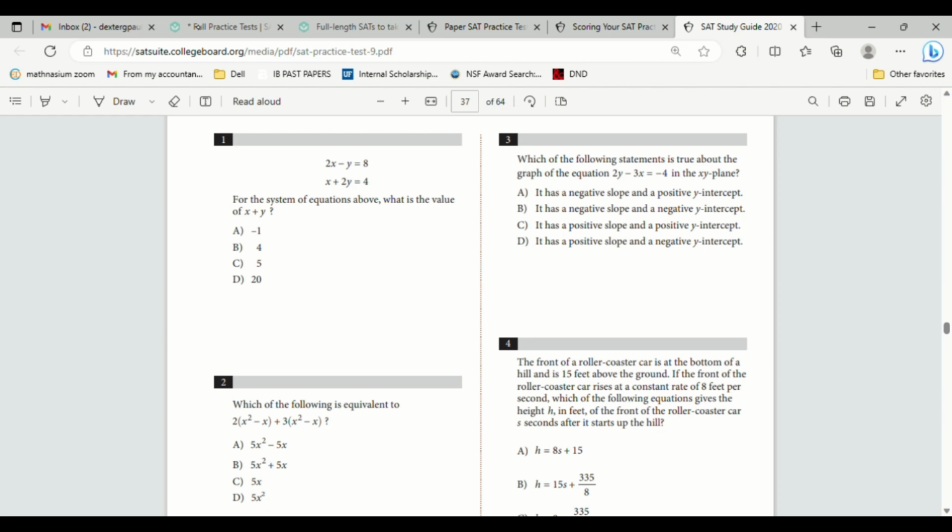Welcome everyone to the College Board released SAT practice test number 9. Today I will walk you through section 3, the no calculator section.